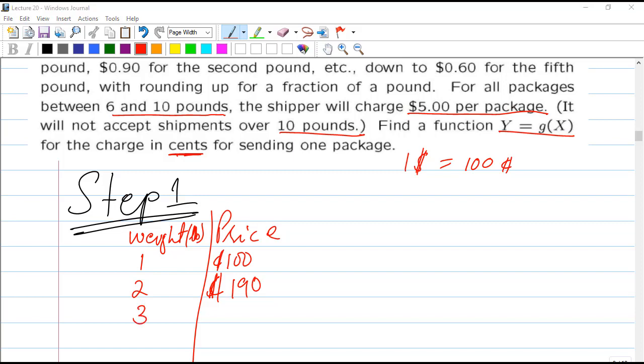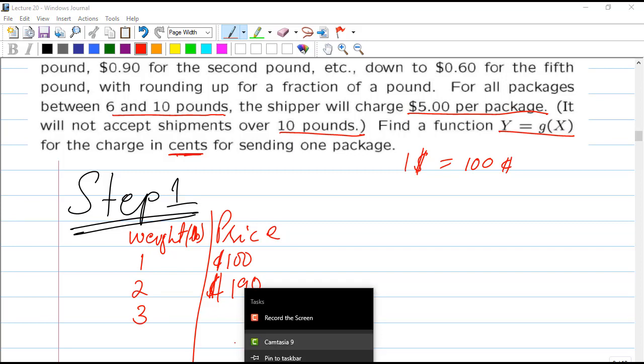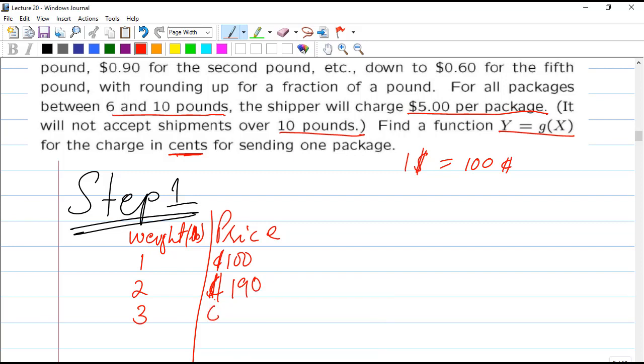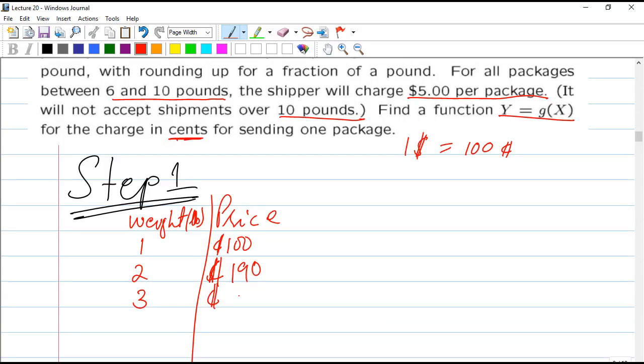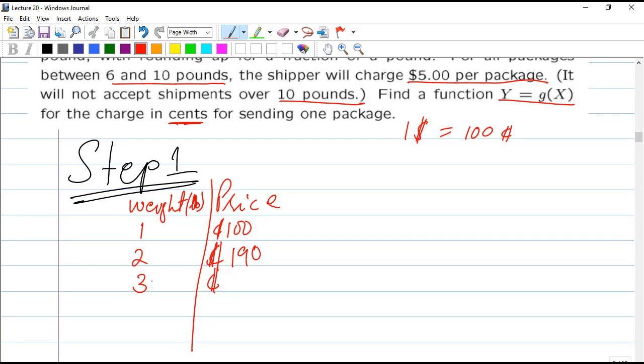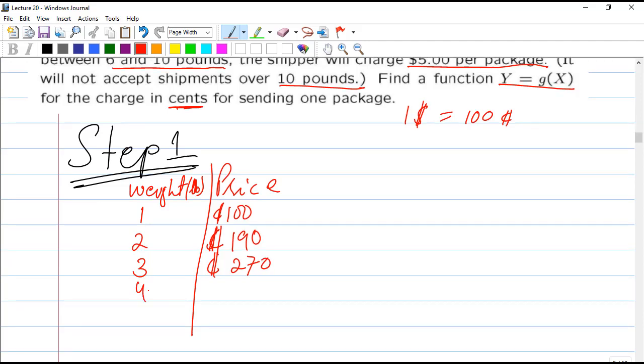For the third pound of weight, the price will be 190 for the 2 pounds and then 80 for the third pound, which will be 270 cents. And then for the fourth pound, 70 cents will be added to it, and that would be 340 cents.